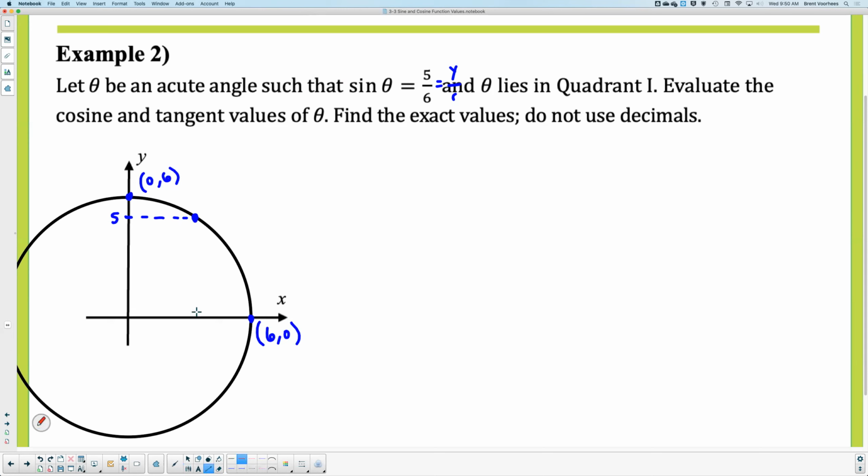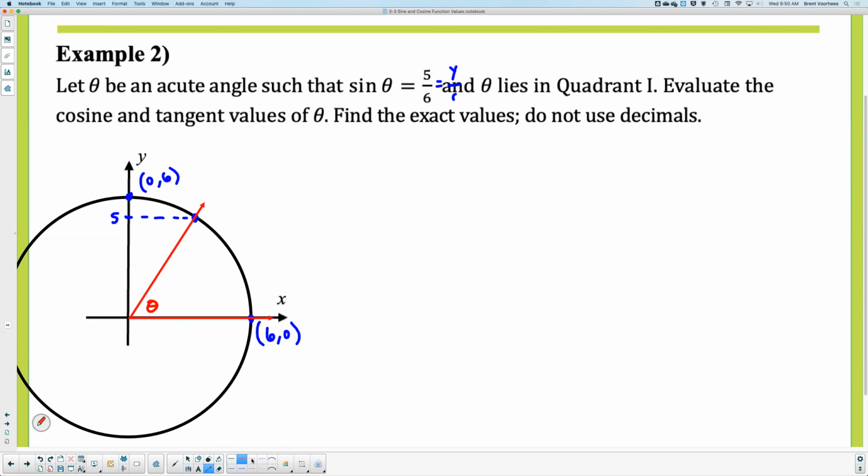Now, where does every angle begin from? Say the positive x-axis. There's your initial side. The terminal side goes to that point right there, like that. Now that's how I would draw this. You'd put a theta in the angle right there. Now that's what it should look like.